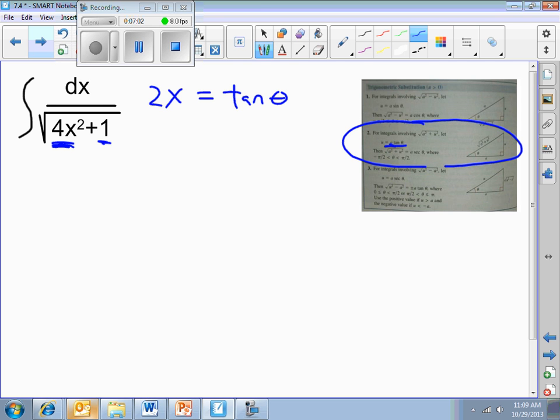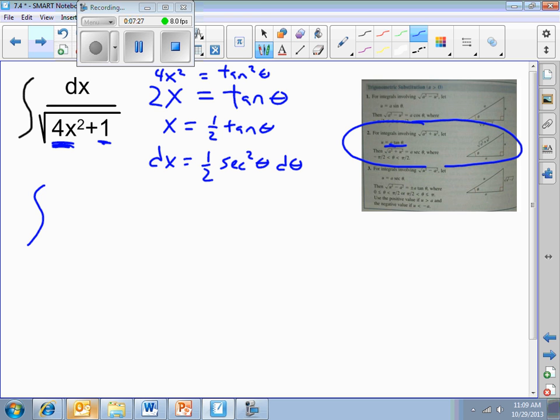Well, let's do some preliminary work. If we know that x is equal to 1/2 tangent theta, then dx is equal to 1/2 times the derivative of tangent, which is secant squared theta d theta. And let's go ahead and square it. 4x squared is going to be tangent squared theta. Let's substitute in everything we know. We know dx is equal to 1/2 secant squared theta d theta over the square root of, we know that 4x squared is simply tangent squared theta plus 1.